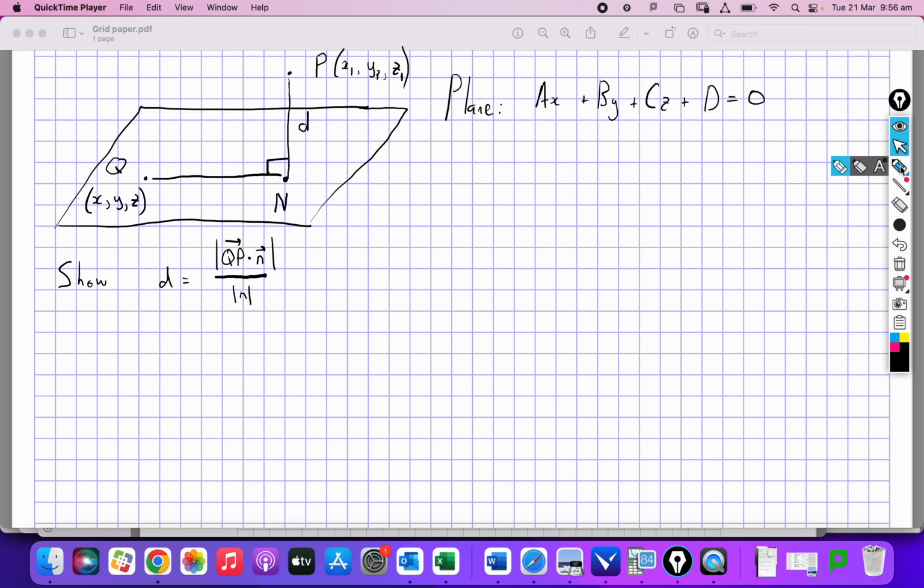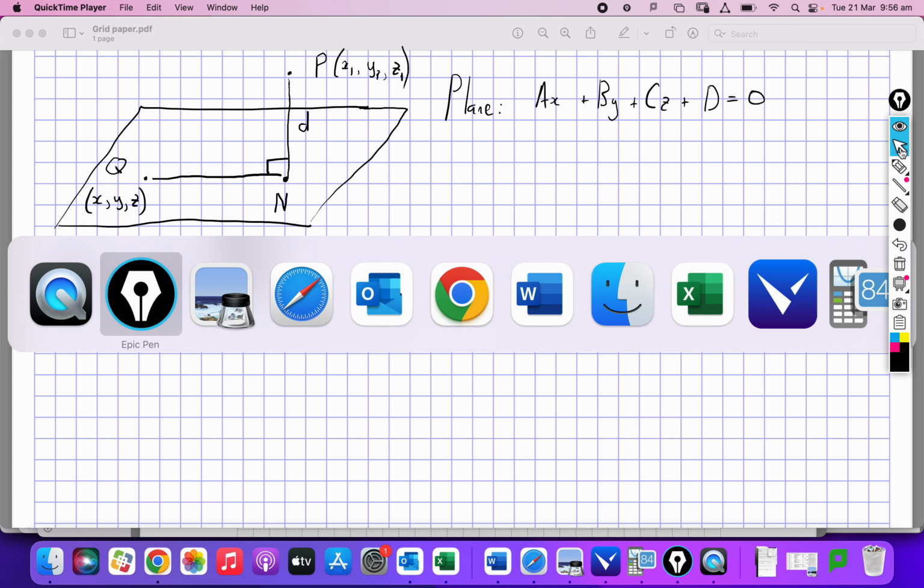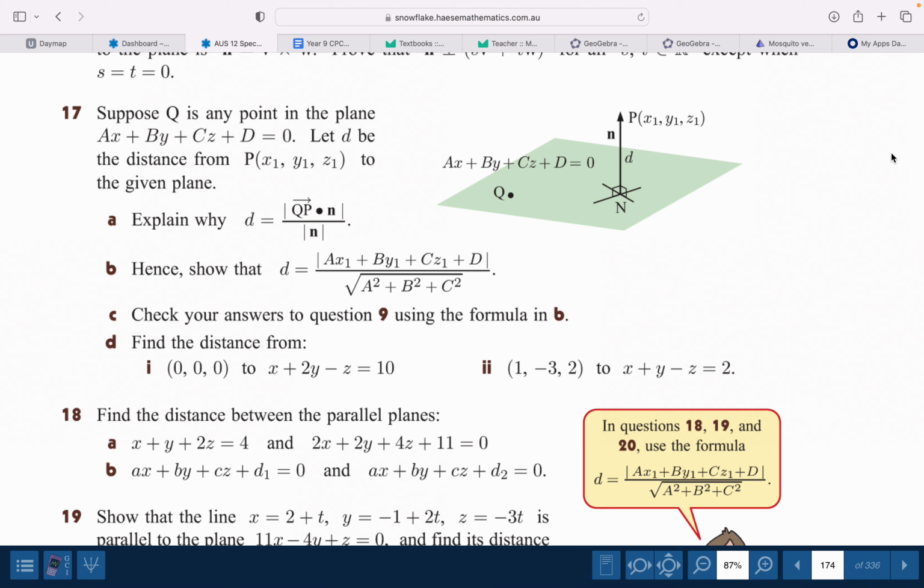Hello. I wanted to go through exercise 6H, question 17. It's here. You have to derive this distance equation, and then you have to derive this secondary distance formula, which is quite useful. So let's explain it. They've got a diagram here to help.